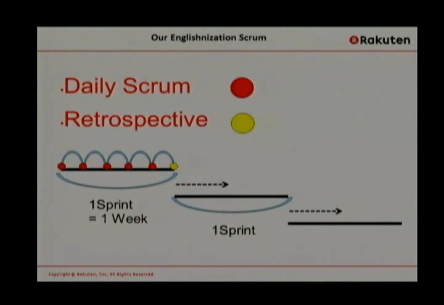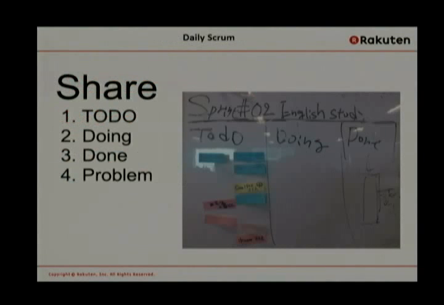Our Englishnization Scrum has 2 events. One is daily Scrum. The other is retrospective. Daily Scrum shares the following 4 points. First is what we should study today. Second, what we are studying now. Third, what we finished studying yesterday. Fourth is problems.